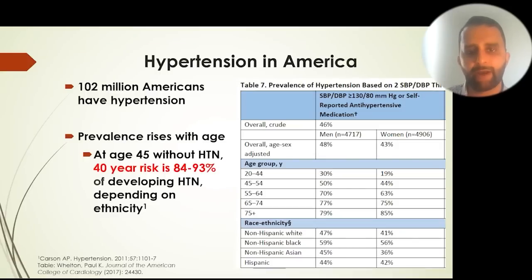So a little background on high blood pressure. Unfortunately, high blood pressure is common in this society. 102 million Americans have high blood pressure. And if that's not sad enough, if you don't have high blood pressure at the age of 45, your 40-year risk of developing high blood pressure is still about 90%, depending on ethnicity and gender. It's still very high, which is unfortunate.